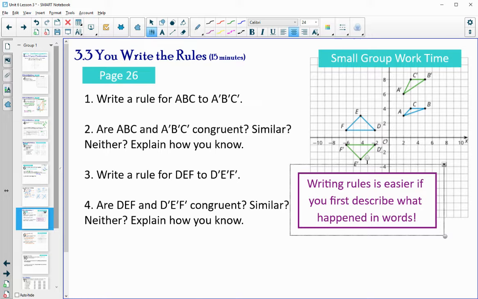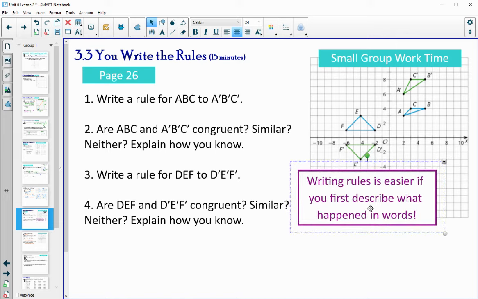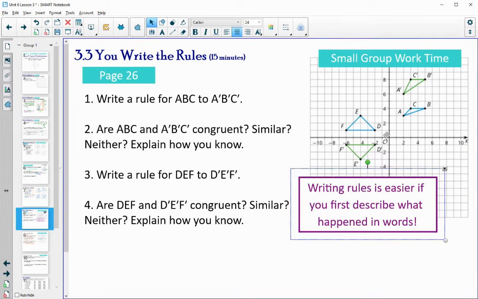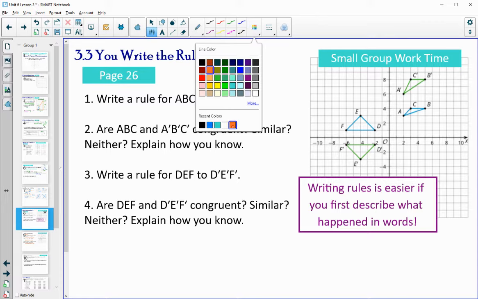All right, then page 26 in your workbook. So write a rule that brings you from ABC to A prime, B prime, C prime. Writing a rule is sometimes easier if you're describing in words what's happening. You could also write down the coordinates so you can kind of see what's happening. And thinking about that to write a rule, do that for DEF to its image as well, deciding if they're congruent, similar, or neither, and then come back to the video.